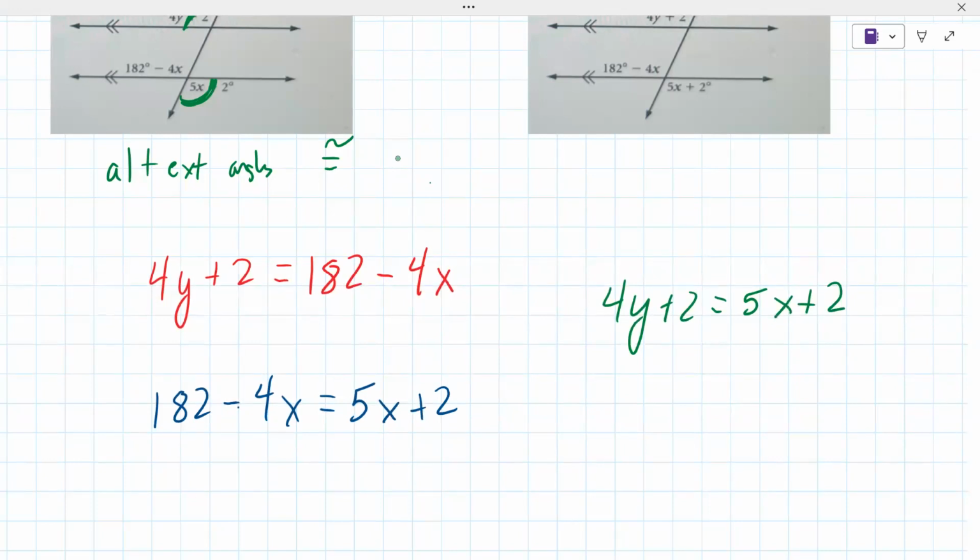And if we use the alternate exterior, 4y plus 2 equals 5x plus 2, what is the problem with that one? Same thing as in red, where it might be a little tricky. So I want you to solve this equation for x.